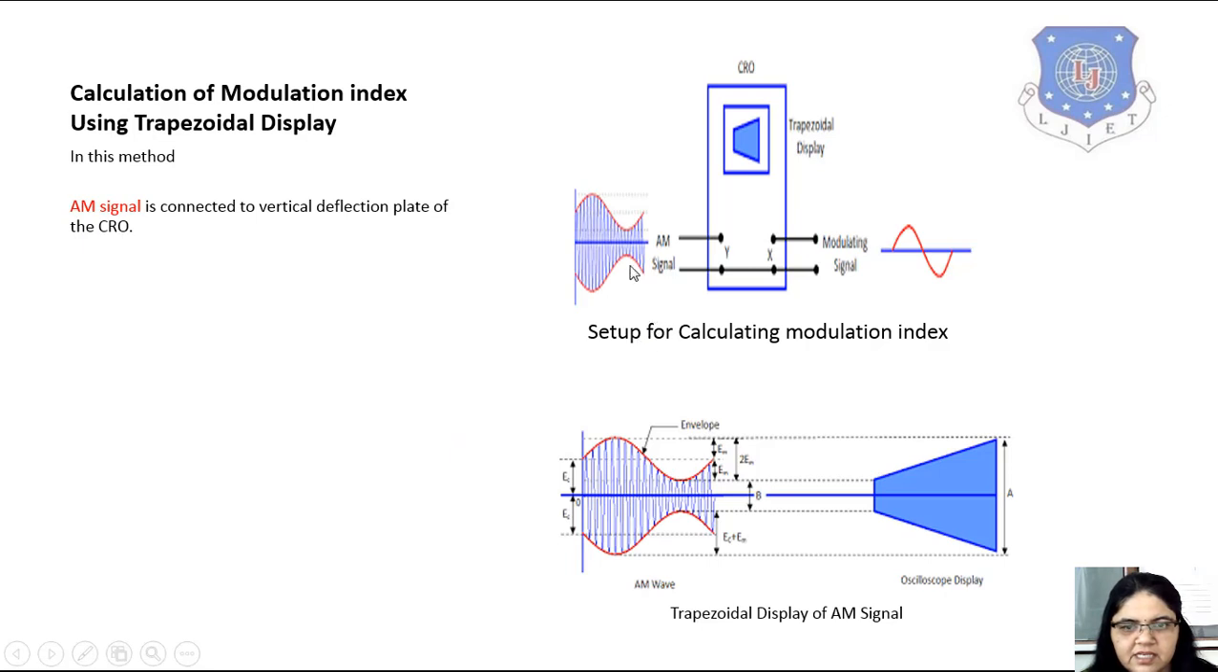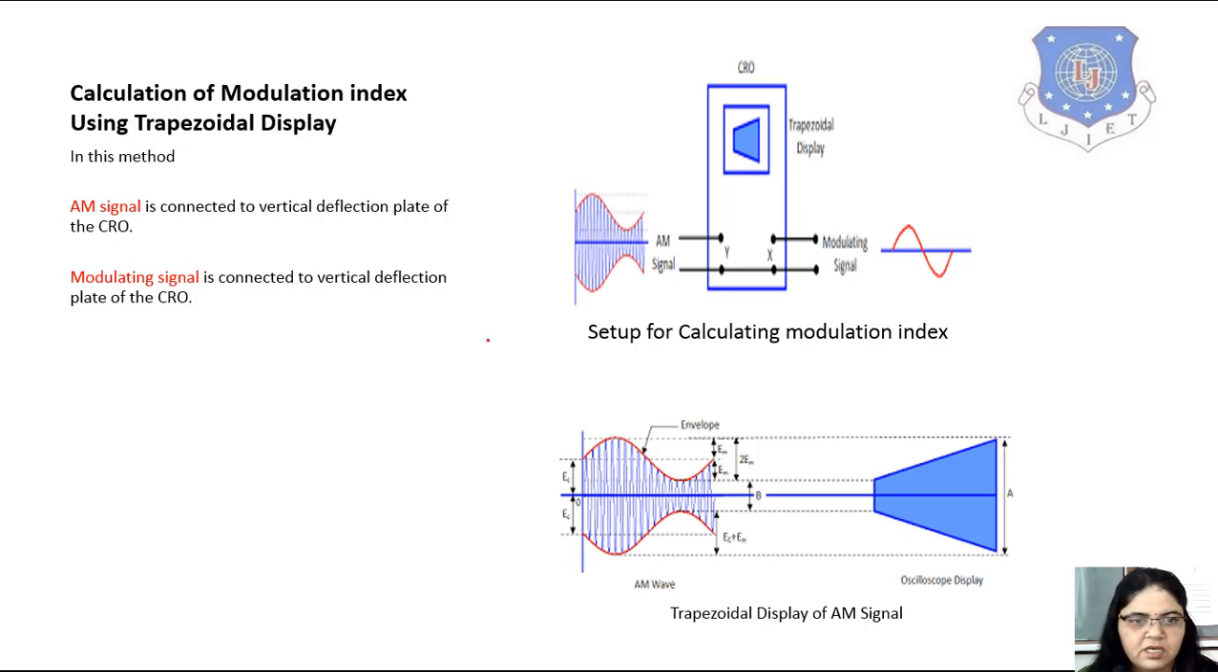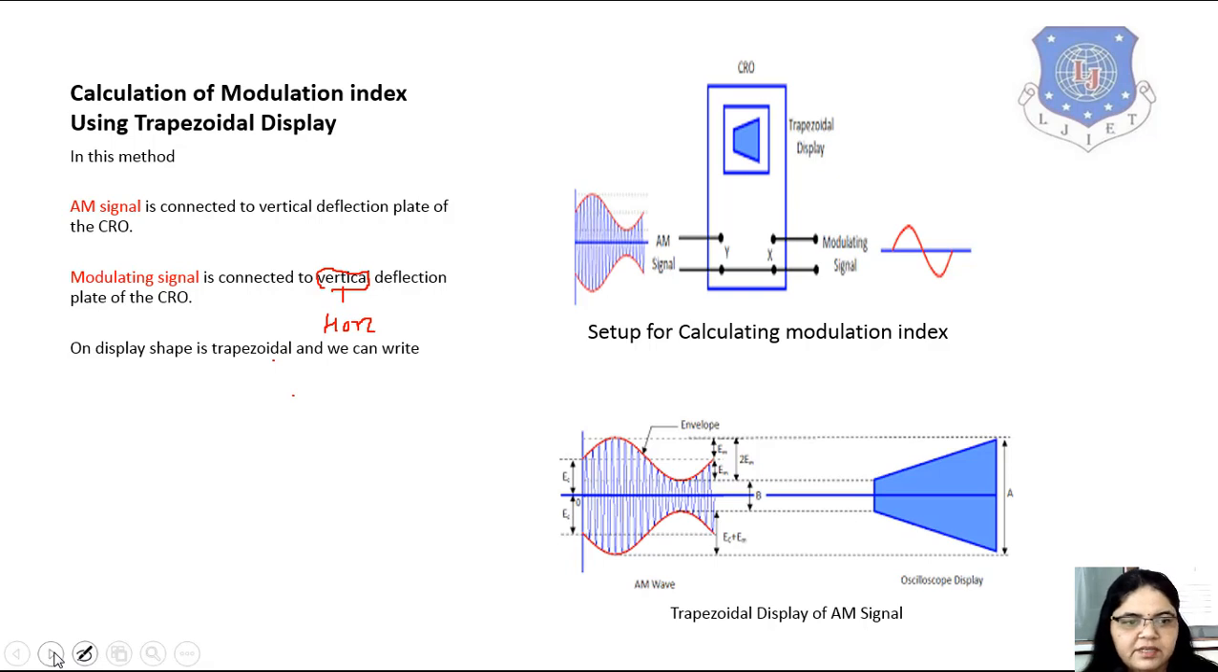The AM signal is connected to the vertical deflection plate of the CRO. The modulating signal is connected to the horizontal deflection plate of the CRO. So here you can say that it's not the vertical, it's a horizontal deflection plate of the CRO. On the display, the shape is trapezoidal, and we can write capital A is equal to what?